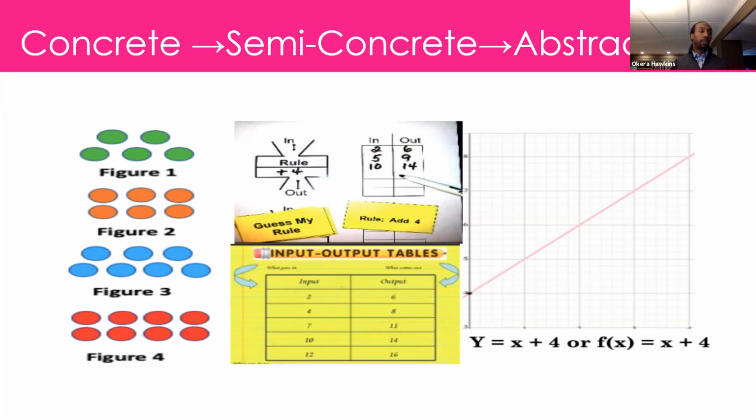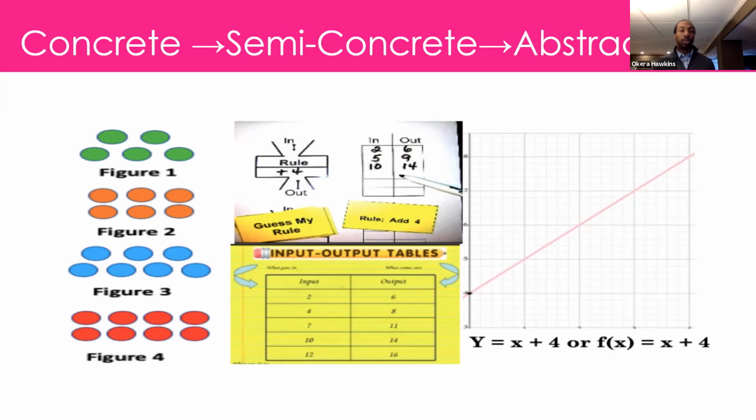So in the first visual that you see, we see that this figure is growing from figure 1 all the way to figure 4. We could then talk students through an input-output table or an input-output machine where they're putting in a value and it's spitting out a number. We could also then transition that to a formalized input-output table.